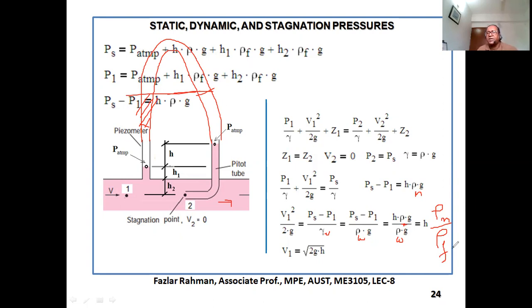But if you are using the same fluid in the manometer and also in the tube, in that case, these two will be out. Rho m and rho f will be the same. Then you have only H. And finally, V will be root over 2GH. Okay, clear?